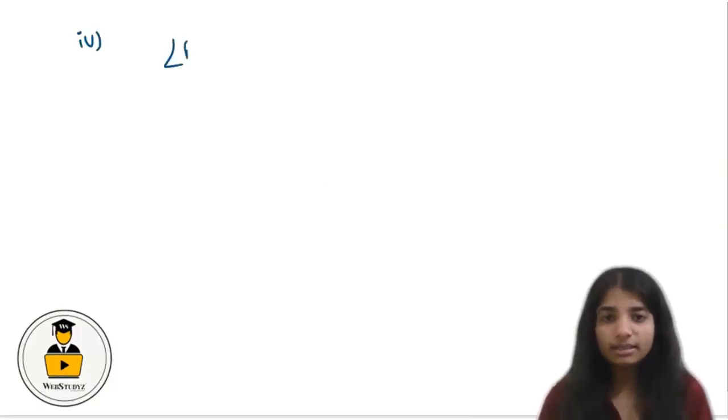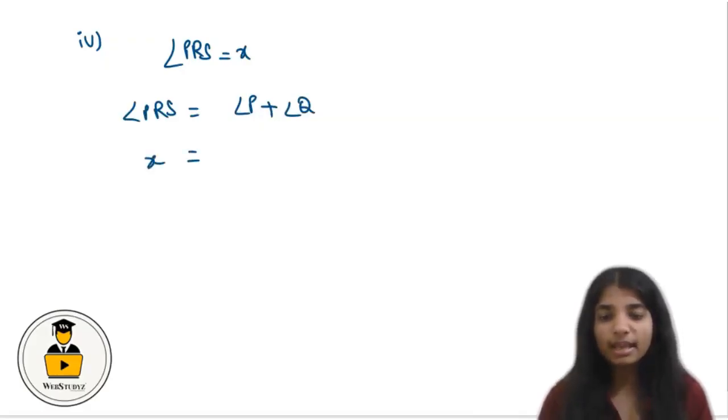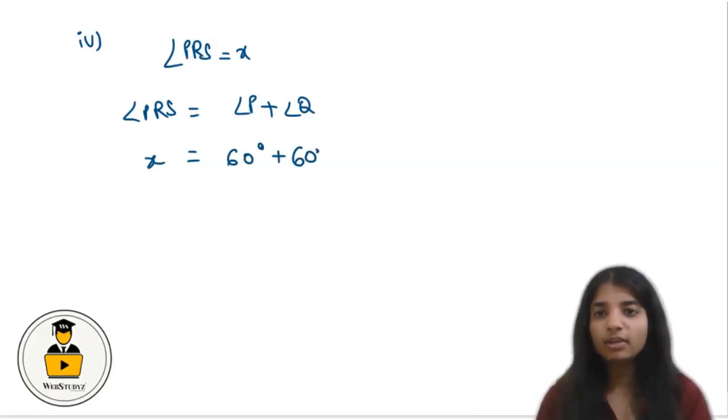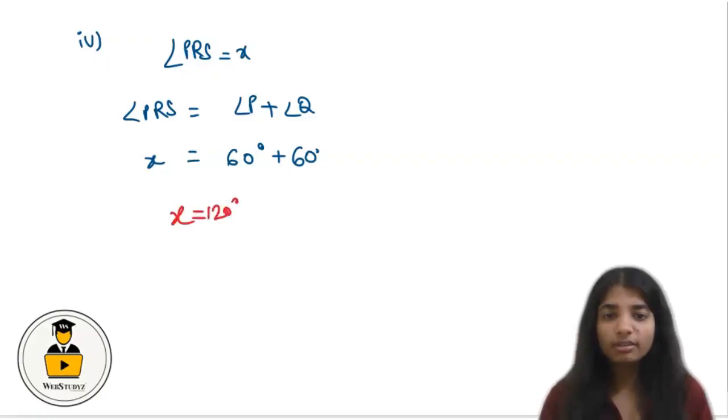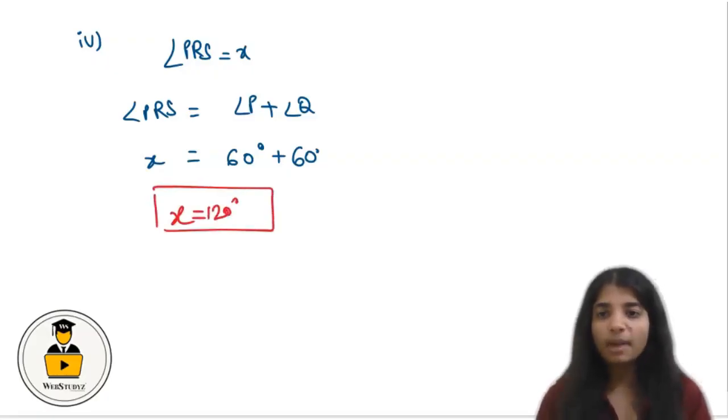Let's say we are considering that PRS is equal to x. As we know that the exterior angle is the sum of the interior opposite angles, we can say that PRS is equal to angle P plus angle Q, which are the opposite interior angles. Angle P is given as 60, plus angle Q is given, which is also 60. Adding both angles, we get the value of x equal to 120 degrees. So this is the answer to part 4 of this question.